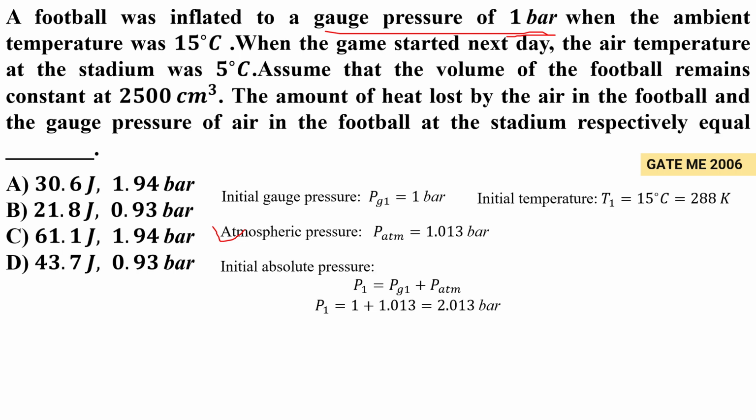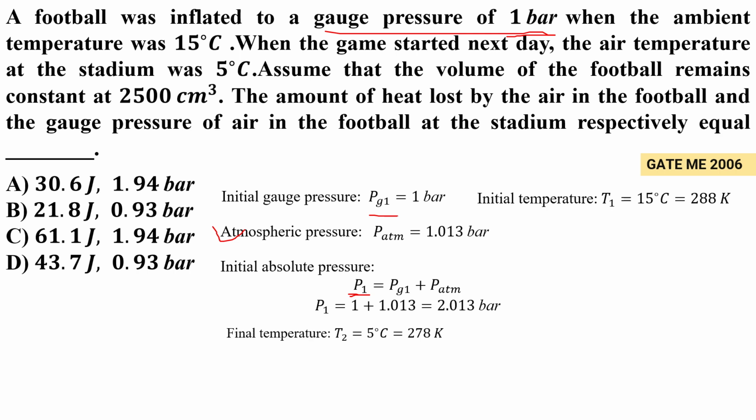And we know the relationship between the gauge pressure and the absolute pressure. So initial absolute pressure P1 equal to initial gauge pressure, that is Pg1, plus atmospheric pressure, that is 1.013 bar. Then P1 value equal to 1 plus 1.013, which is equal to 2.013 bar. So initial absolute pressure value, we got it.